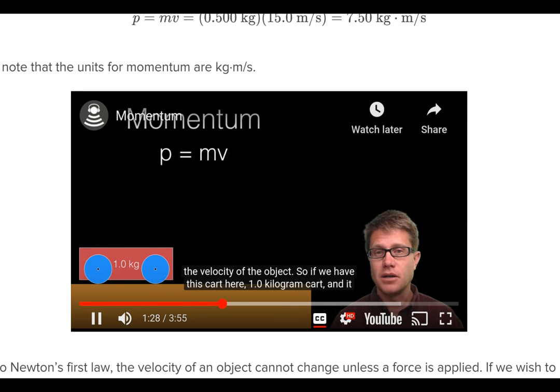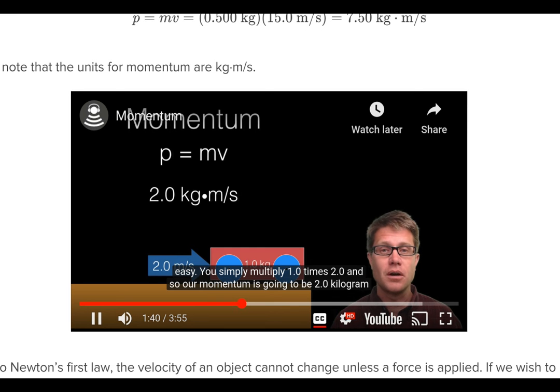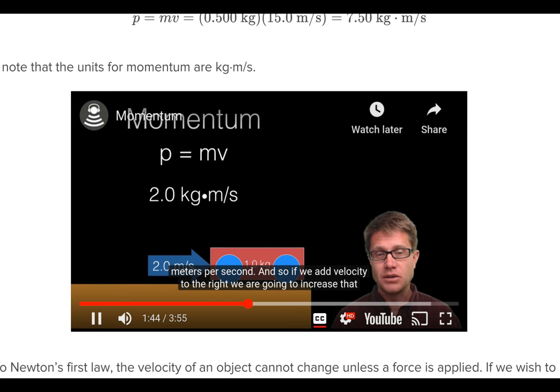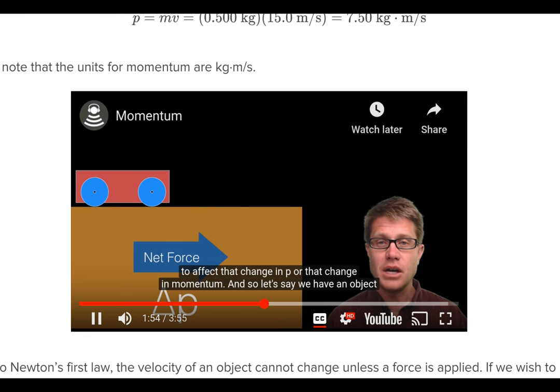So if we have this cart here, a 1.0 kilogram cart, and it's moving with a velocity of 2.0 meters per second, figuring out its momentum is really easy. You simply multiply 1.0 times 2.0, and so our momentum is going to be 2.0 kilogram meters per second. And so if we add velocity to the right, we're going to increase that momentum. Now, one thing that you need to remember is that the net force on an object is going to affect that change in p, or that change in momentum.